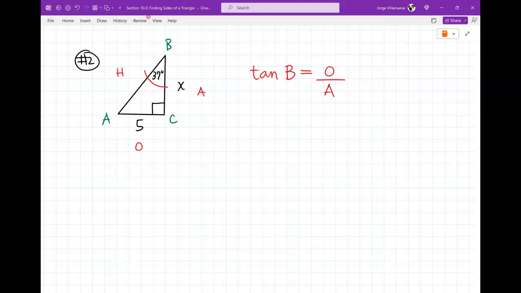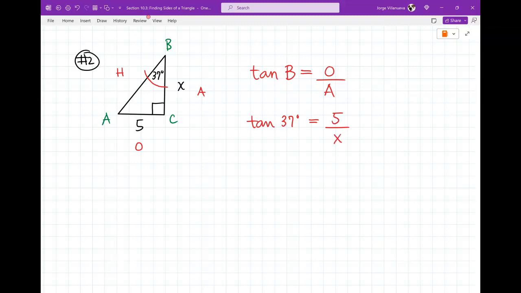So I'm just writing it out. You don't have to do this. This is just me setting it up so I know what to plug in. Okay? Now it's tangent of 37 degrees is equal to opposite, which is 5 over x.